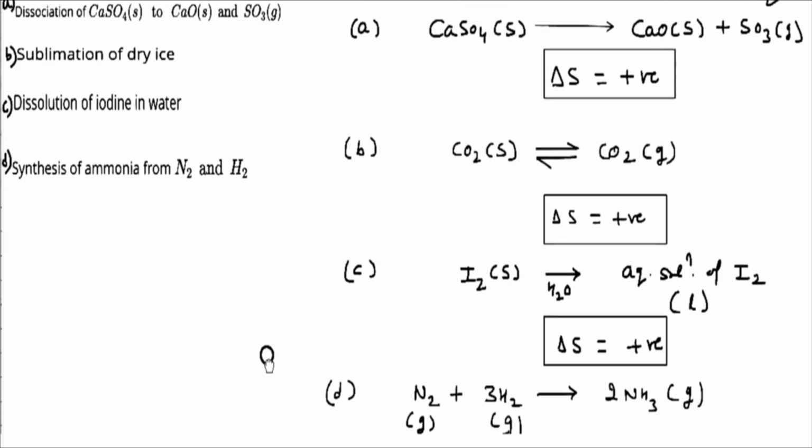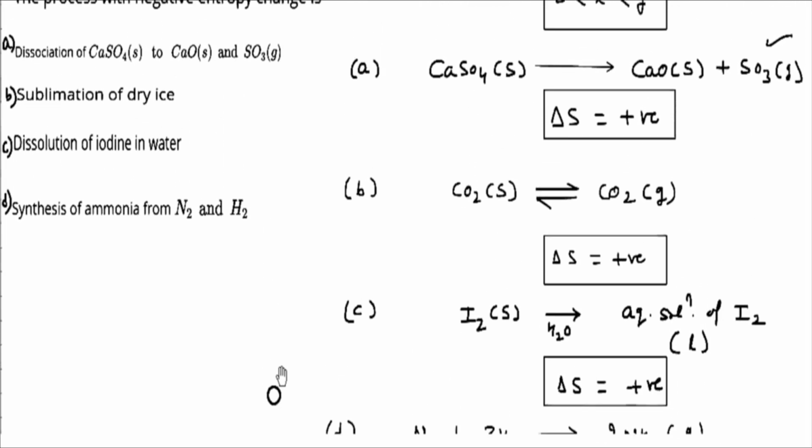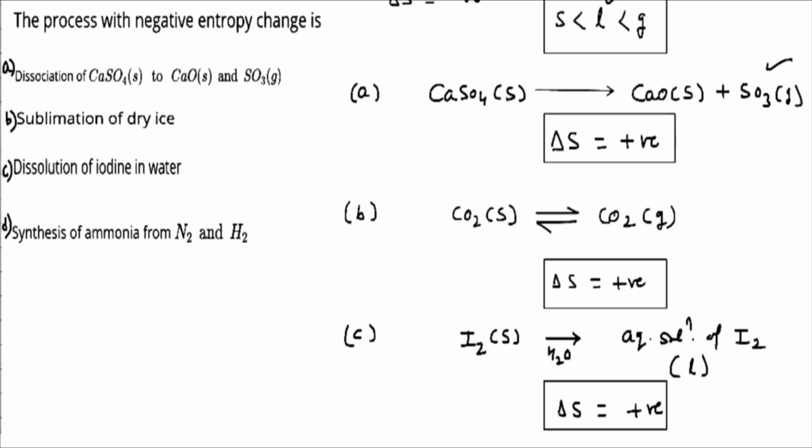So in this way you can see option D will be the right answer. And the rest of the options become wrong, A, B and C become the wrong answers. So hope this answered your question.